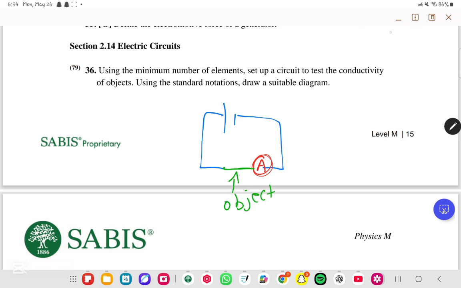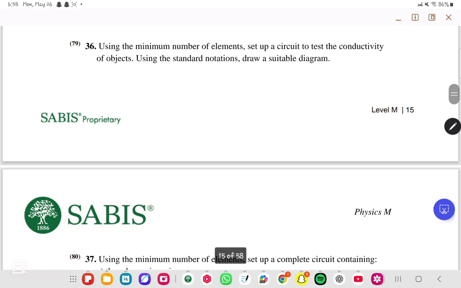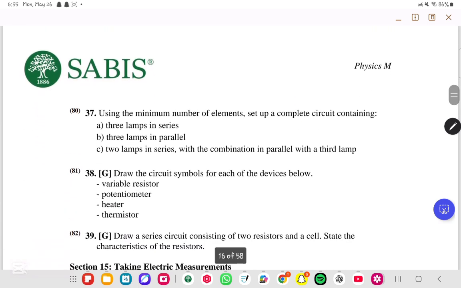Okay, so actually it's not this big line. It's still here. This is the object. And then you will just connect the line over here. So this is what it's supposed to look like. You're supposed to have a cell, connecting wires, the ammeter to measure the current, and then the object to see if it conducts electricity or not. Okay, usually metals are better conductors than non-metals. We move on to question number 37.